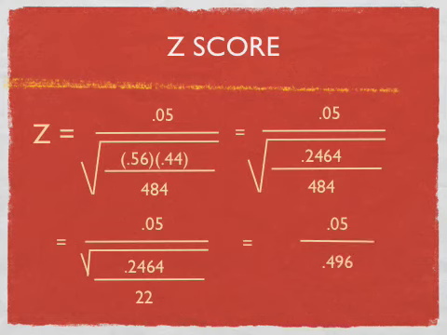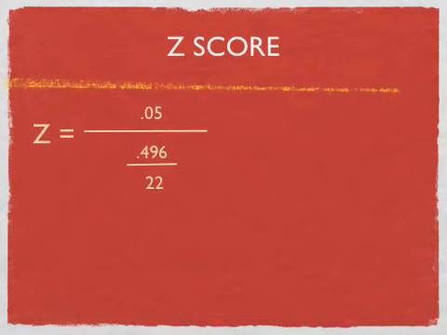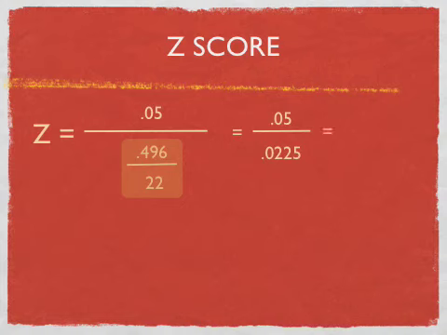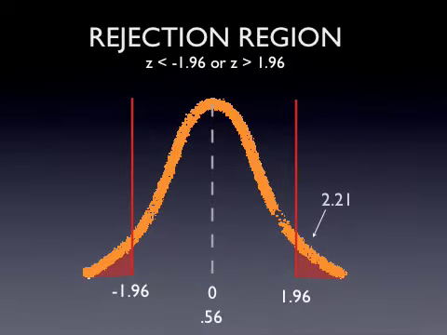0.05 divided by 0.496, which is the square root of 0.2464, divided by 22. Again, if we divide 0.496 by 22, we should get 0.05 divided by 0.0225. That equals 2.217. Now, for the tricky part, go back to the slide.